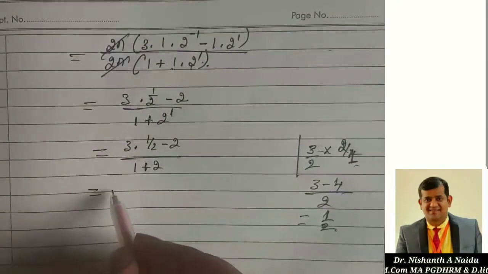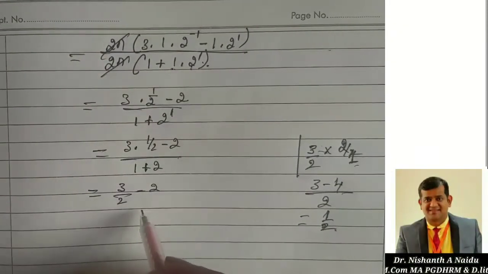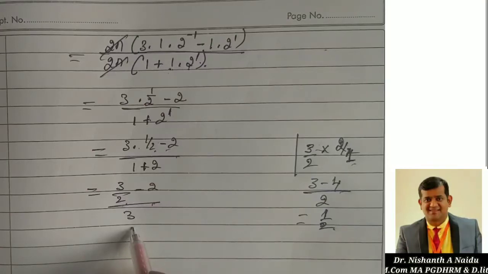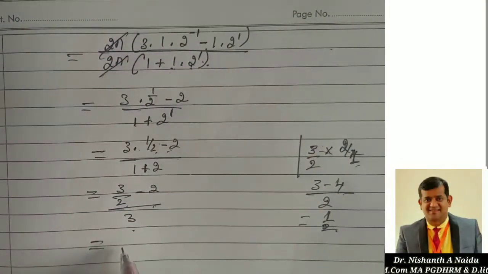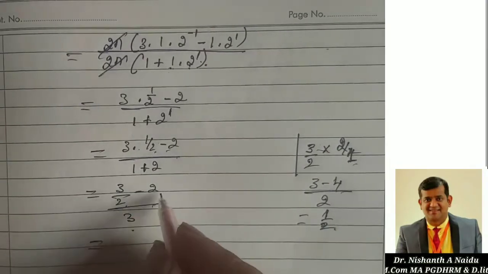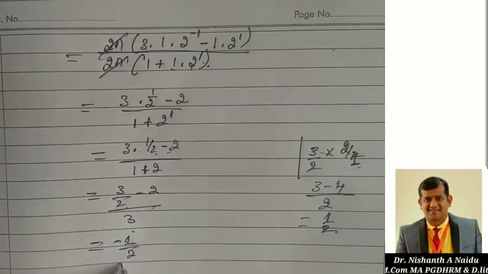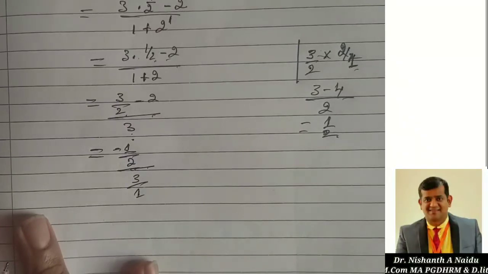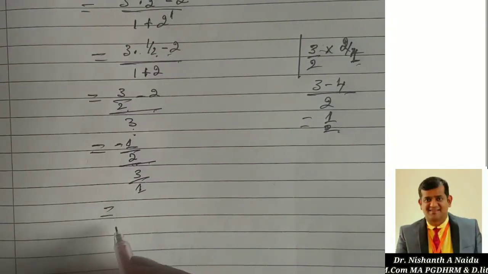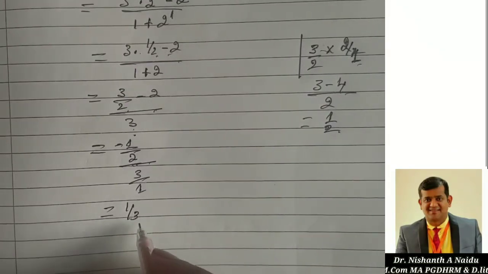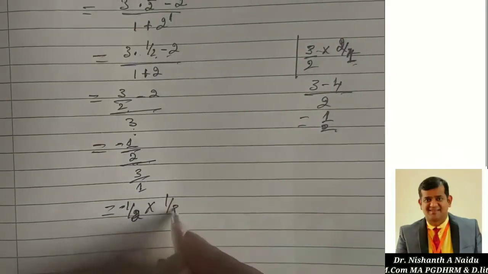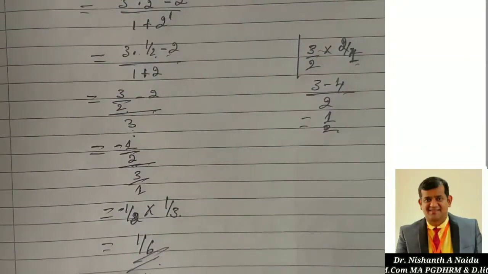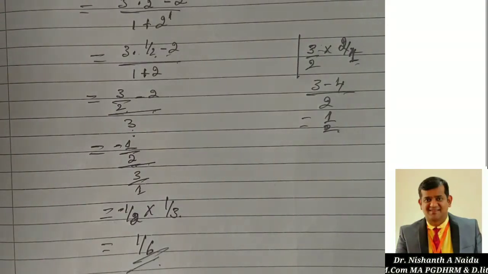Okay, so in the next stage, 3 by 2 minus 2 divided by 3. 3 by 2, 3 ones are 3 divided by 2 minus 2 divided by 3. So that becomes 3 minus 2 is minus 1 by 2, divided by 3 divided by 1. Okay, so that is equals 2 minus 1 by 2 into 1 by 3. So that is equals 1 divided by 6, which is the answer for this particular question.